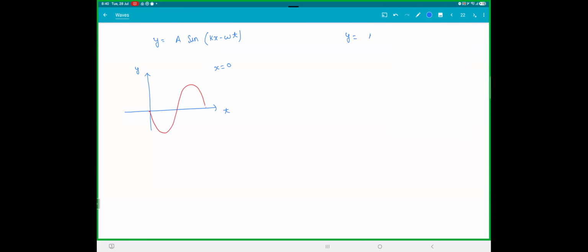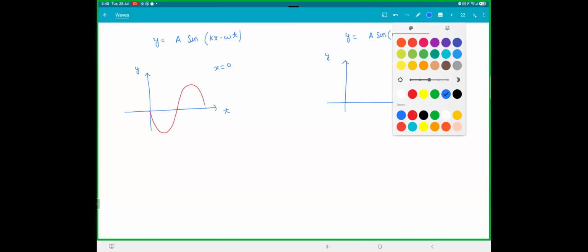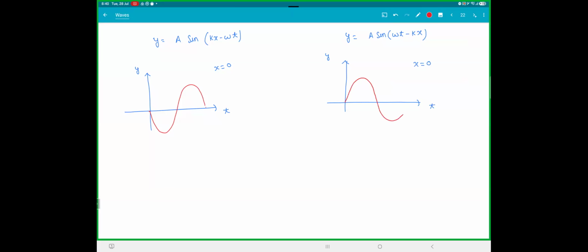If someone writes y is equal to a sine omega t minus kx, if you put x is equal to 0, it is y is equal to a sine omega t. That's the only difference. So basically it is out of phase by pi. So the wave is starting like this. Both are right. The only difference is both are out of phase by 180, so y is equal to minus a sine omega t. So it is just the phase angle.